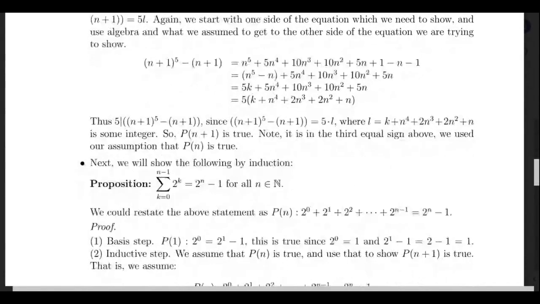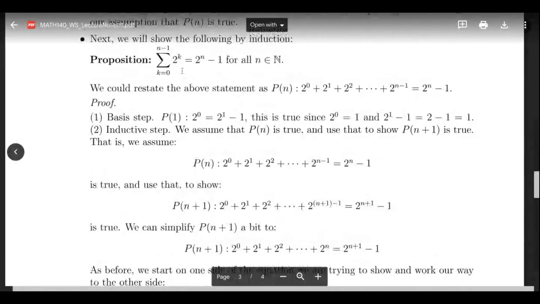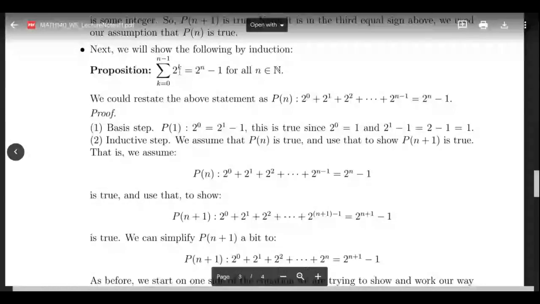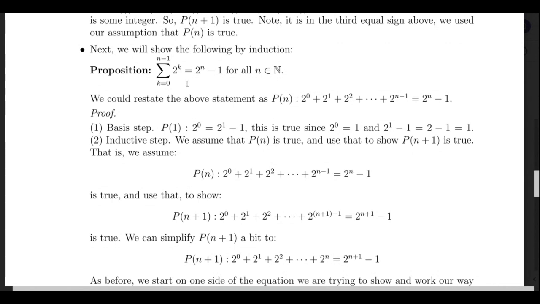Okay, let's see the next proposition. The summation of 2 raised to k, k from 0 to n minus 1. So you can think of it as 2 raised to 0 plus 2 raised to 1 plus 2 squared plus 2 cubed plus 2 raised to 4 plus 2 raised to 5, and so on and so forth, equals 2 raised to n minus 1 for all natural numbers.